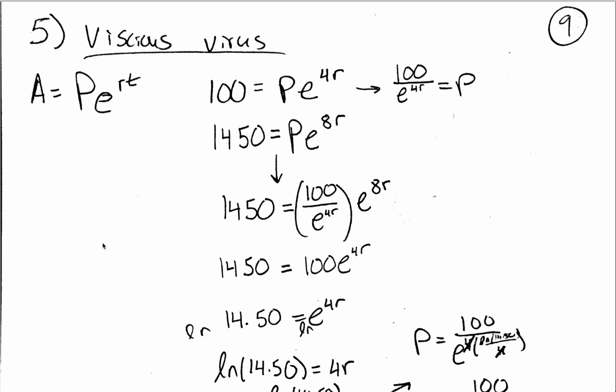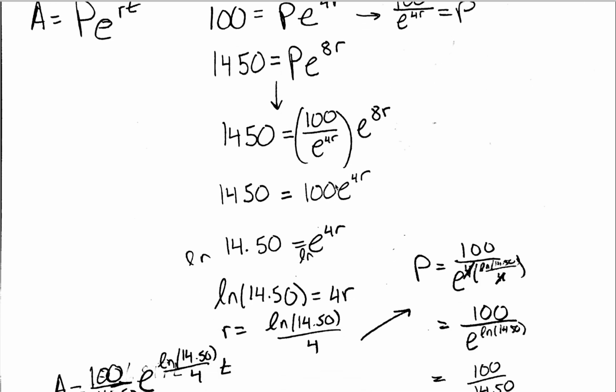So I said that after 4 hours, there were 100 cells. And then after 4 more hours, in other words, 8 hours, there were 1,450 cells. So what I do is I get P alone, and then I do a substitution. Now this happens right here, remember, because this is e, because of the laws of exponents, e to the 8r minus 4r.